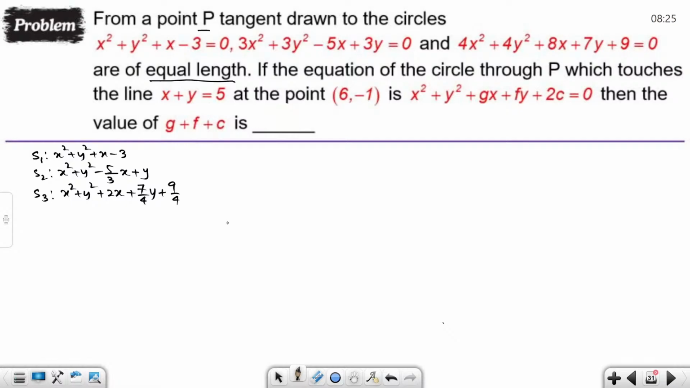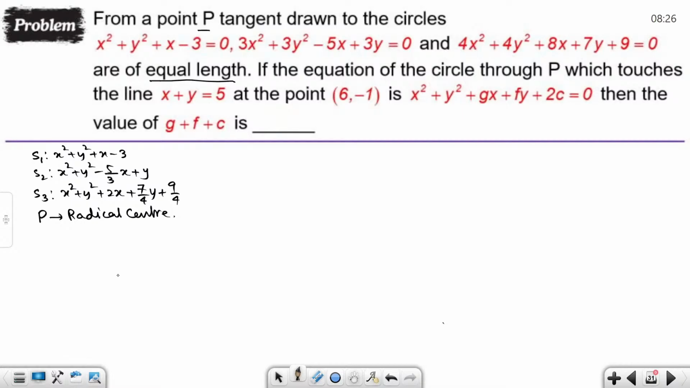They are talking about the radical center, because we all know that from the radical center, if you draw the tangents, all are going to have the same length. Is it clear? So actually your P is the radical center. Now I have to find out what is the coordinate of P. That is, what is the radical center of these three given circles.